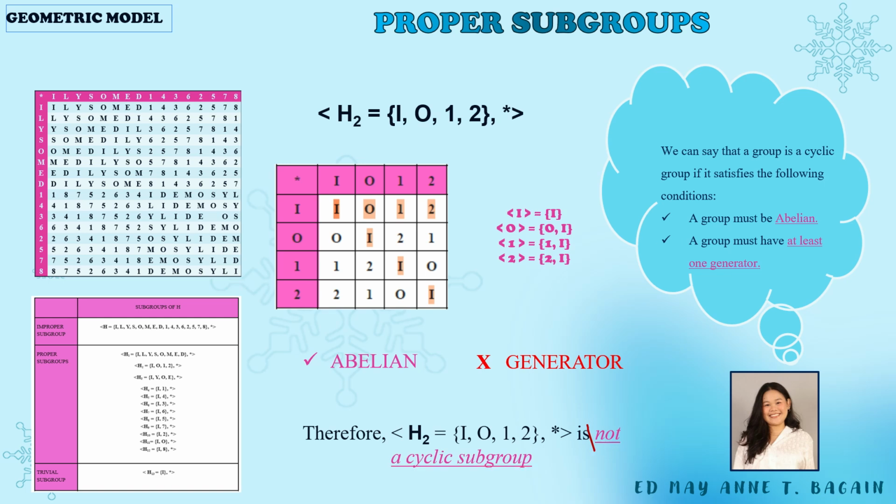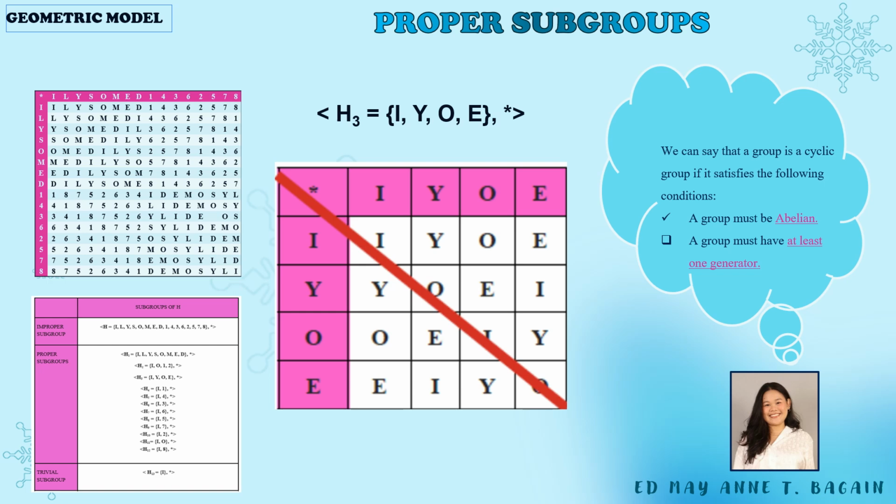Let's check. We have here H sub 3 equal to I, Y, O, E under the operation star. As we can see in the figure right here, looking at the diagonal line, all of the elements are the same, so it is symmetric. So yes, check. A group must be abelian is check.